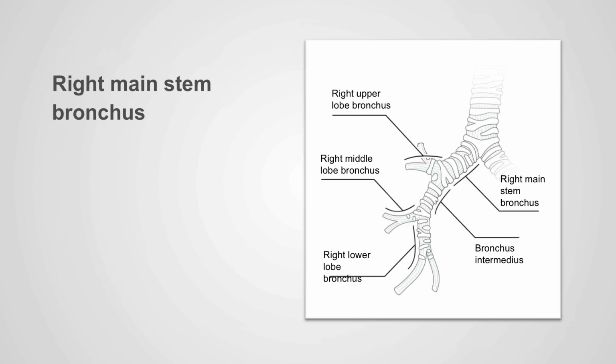The right mainstem bronchus measures approximately 2.5 millimeters in length. The right mainstem bronchus gives rise to the upper lobe bronchus and the bronchus intermedius. The bronchus intermedius, in turn, gives off the right middle lobe bronchus and the lower lobe bronchus. The segmental bronchi are not identified on X-rays.